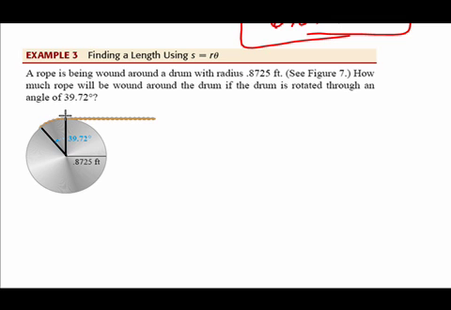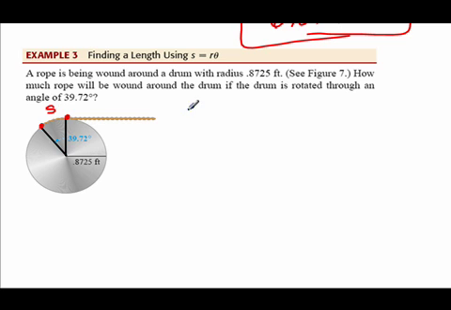Now we're going to rotate that drum 39.72 degrees, which will cause the rope to start wrapping itself around the drum. They want to know how much rope or chain has been used so far. So we simply want to figure out what this arc length is from that point to that point. There's our S value that we're after. This is identical to all the other problems. Since the angle given to me is in degrees, I have to first convert that to a radian measure.